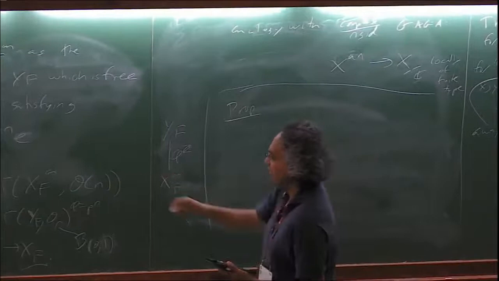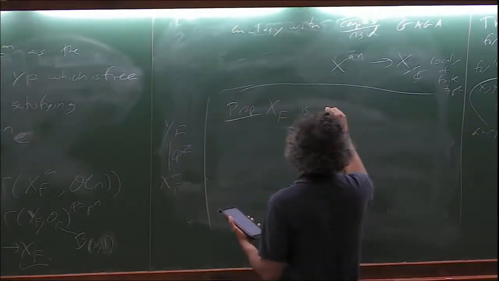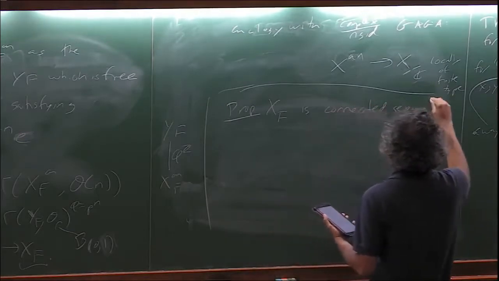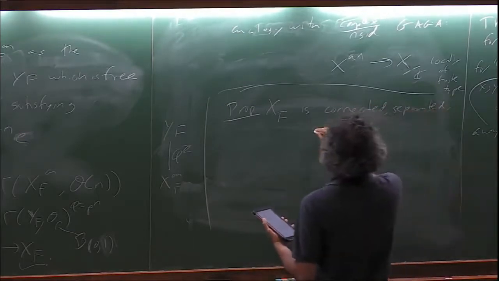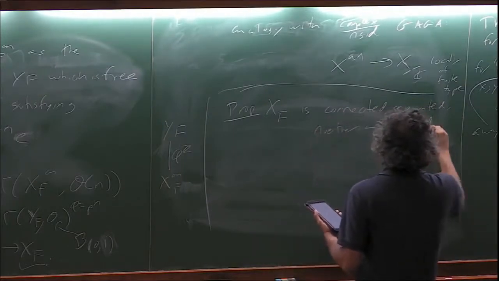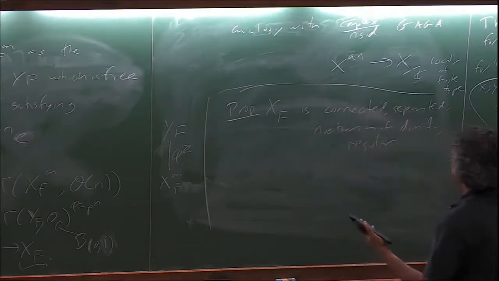First of all, I should tell you that this scheme has good properties. This is a nice scheme. It's connected, separated. It's Noetherian of dimension 1. It's regular. So it's like a smooth curve.